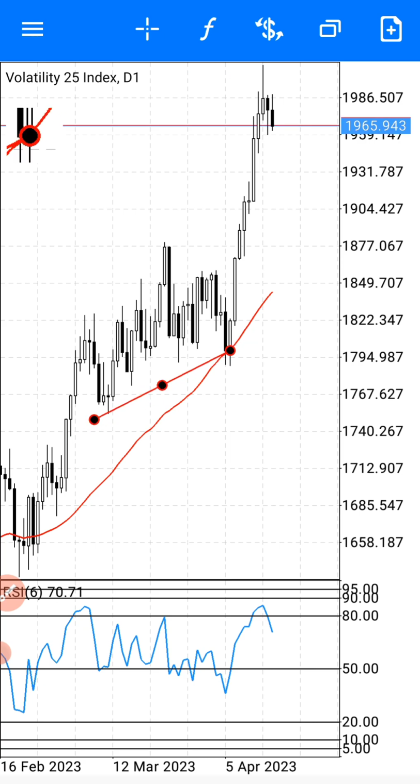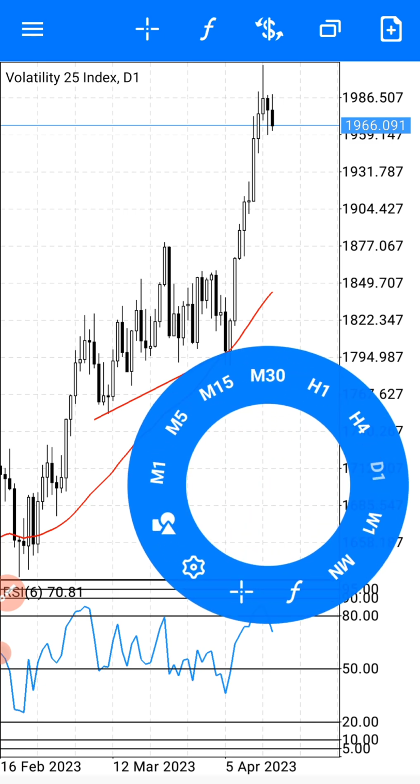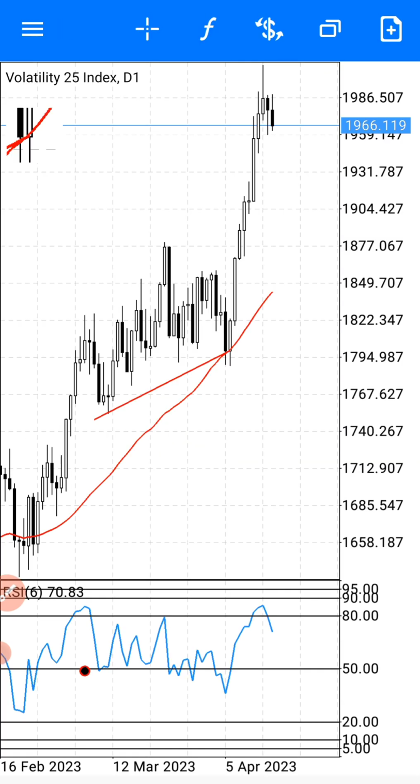Price is creating a higher low in this case on the chart, then your oscillator must create a lower low, and it must still be vertically aligned. It is important.